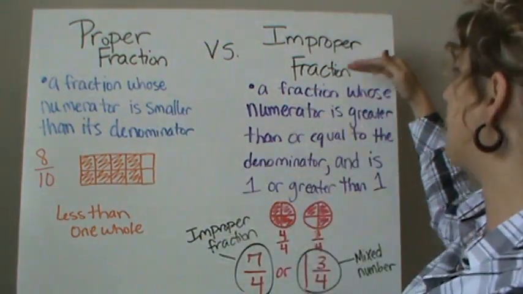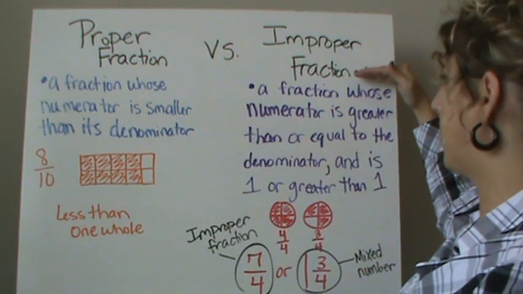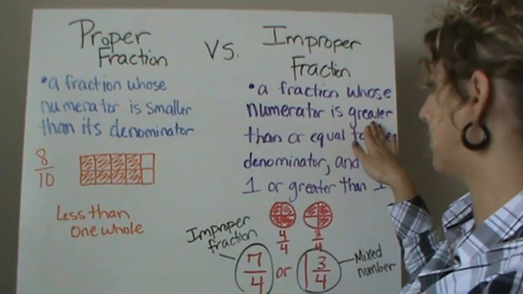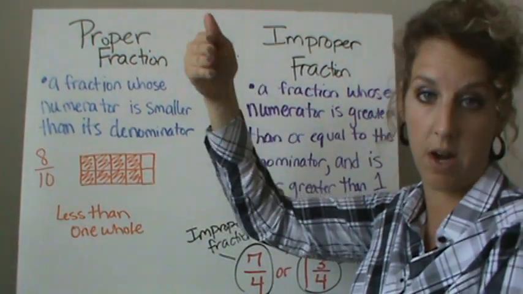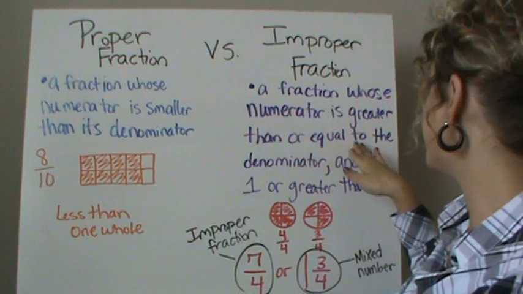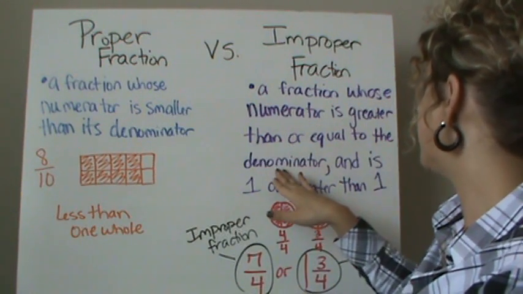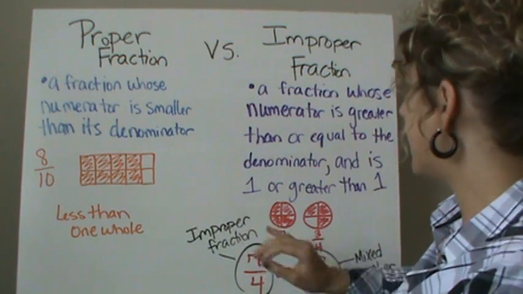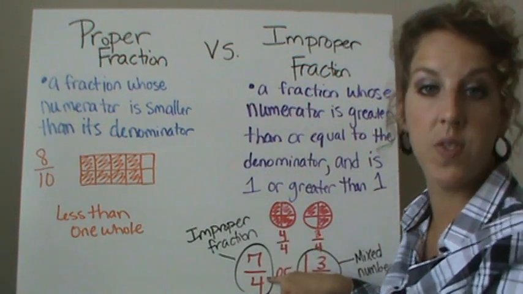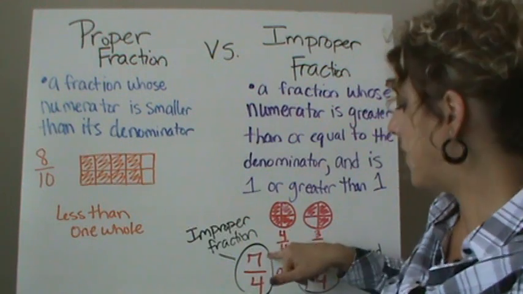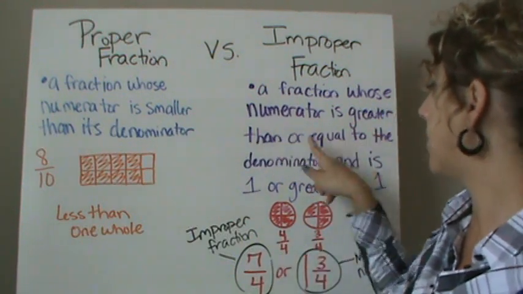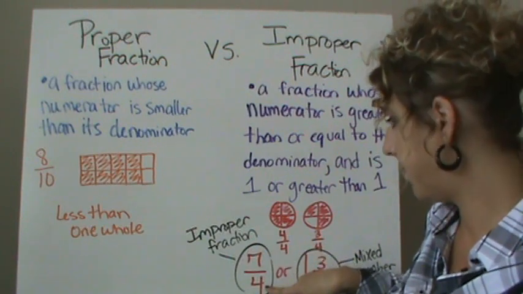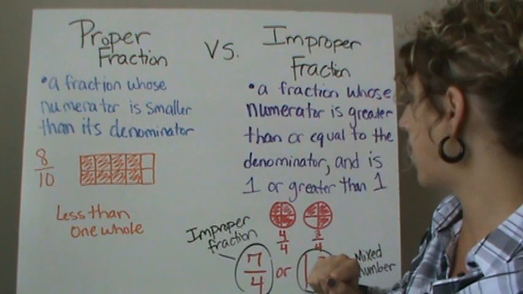If we look at this example, an improper fraction is a fraction whose numerator is greater than or equal to the denominator, the number upstairs is greater than or equal to the number downstairs, and it is 1 or greater than 1. So for example, if I have 7/4, that's an improper fraction. The numerator is greater than the denominator. 7 is greater than 4. That is called an improper fraction.